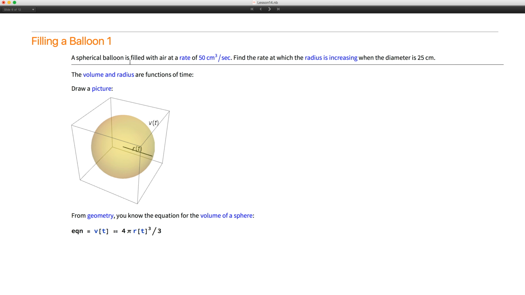Here you have a spherical balloon that's being filled at a rate of 50 cubic centimeters per second. The question is, find the rate at which the radius is increasing when the diameter is 25 centimeters. In this case, the volume and the radius are both functions of time. Here's the picture: you have the radius and the volume as the variables for the problem. Next, you know from geometry that the volume of a sphere is 4/3 pi r cubed. So that's a relation.